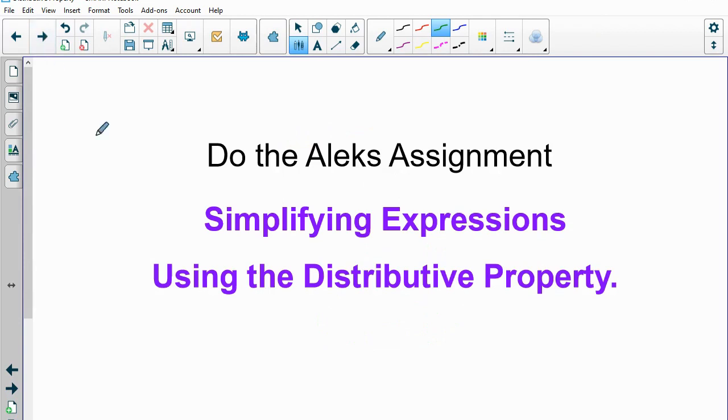All right. So let's try a few of those by doing the simplifying expressions using the distributive property assignment on Alex. Thank you very much.